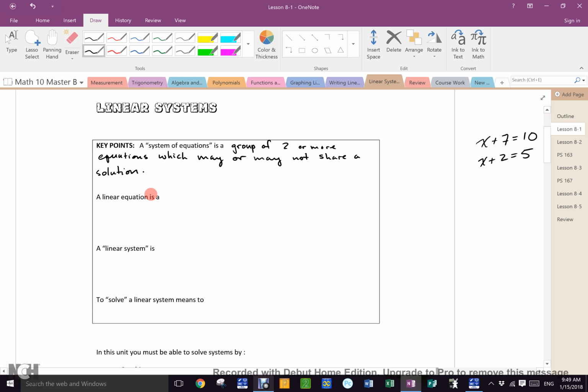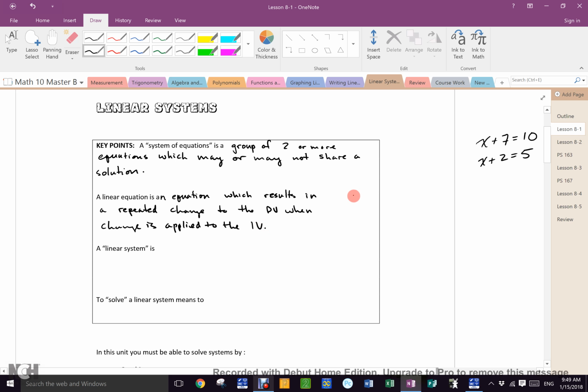All right, so a linear equation is, there should be an N there, an equation with a repeated change to the dependent variable when change is applied to the independent variable. And what does it look like on a graph?